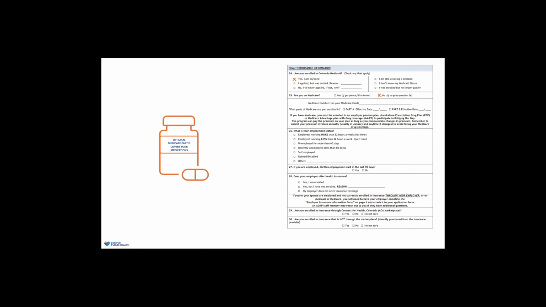As with many insurance programs, there are copays and deductibles that must be met, and an SDAP program called Bridging the Gap Colorado can help with these Medicare Part D charges.